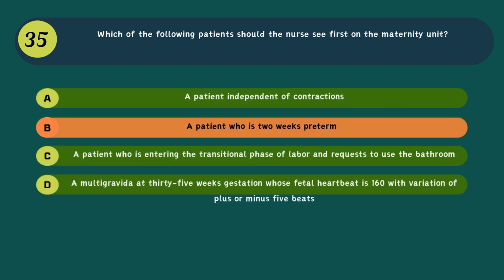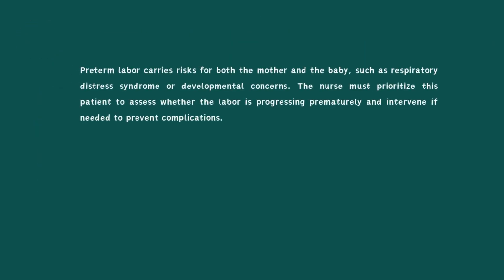Correct answer. B. A patient who is 2 weeks preterm. Preterm labor carries risks for both the mother and the baby, such as respiratory distress syndrome or developmental concerns. The nurse must prioritize this patient to assess whether the labor is progressing prematurely and intervene if needed to prevent complications.